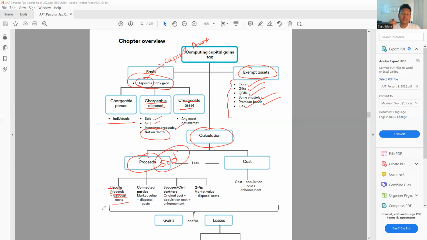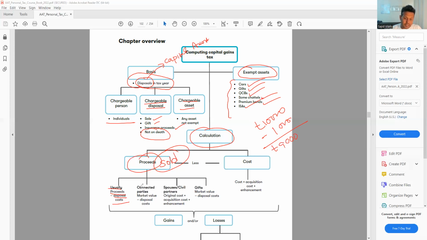Disposal cost means the incidental cost of selling. For example, if I would like to sell this asset, there is some cost involved, for example, the marketing fee, legal cost, an agency fee, any commission. This sort of cost has to be deducted from the disposal. For example, if I sell an asset for £10,000, and the commission is 1,000, my net proceeds will be 9,000, not 10,000, because actually I'm getting 9,000.